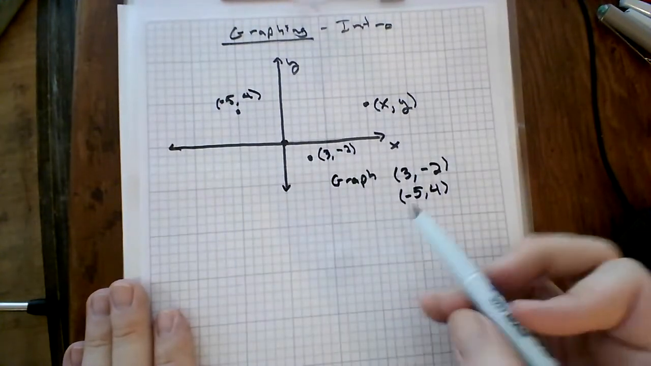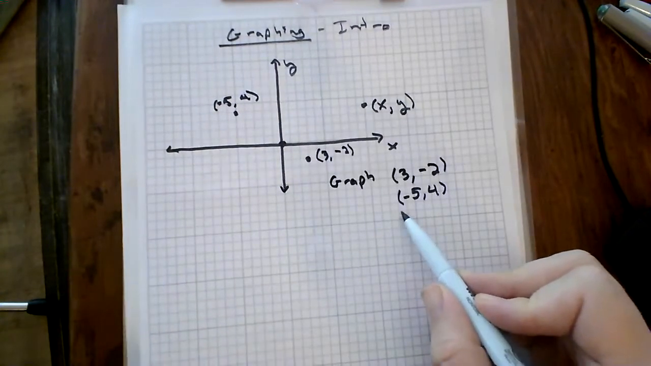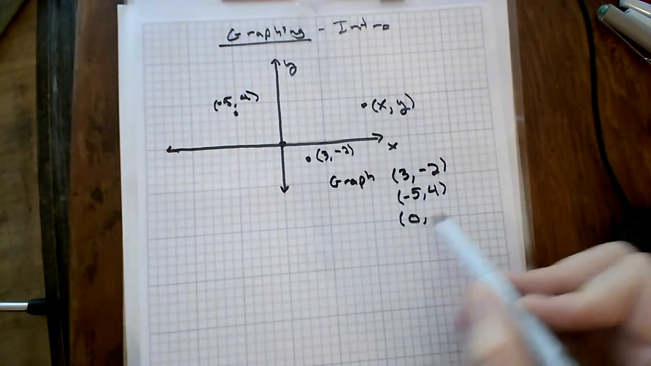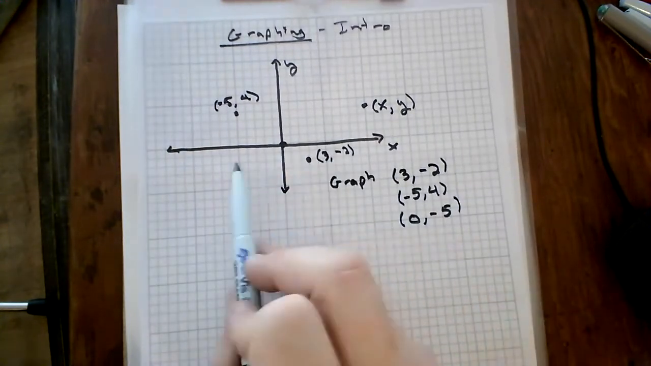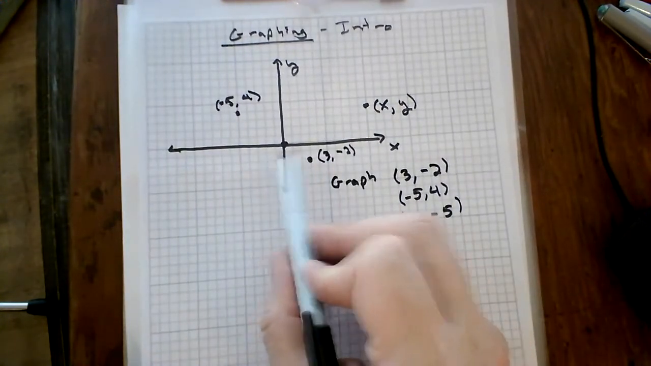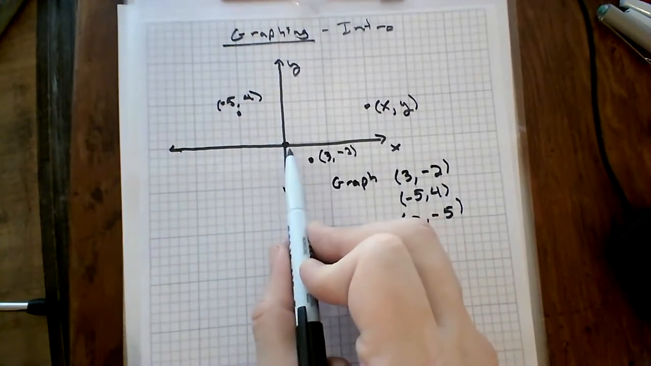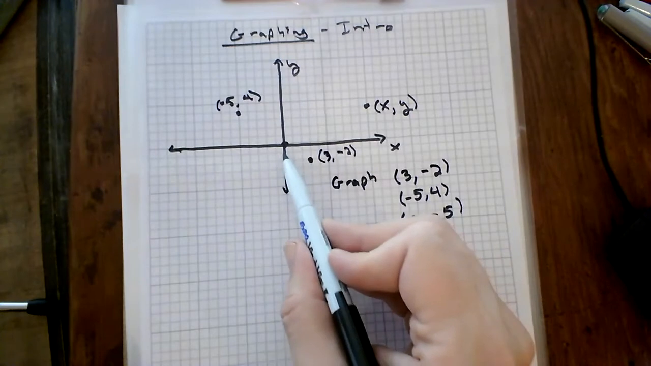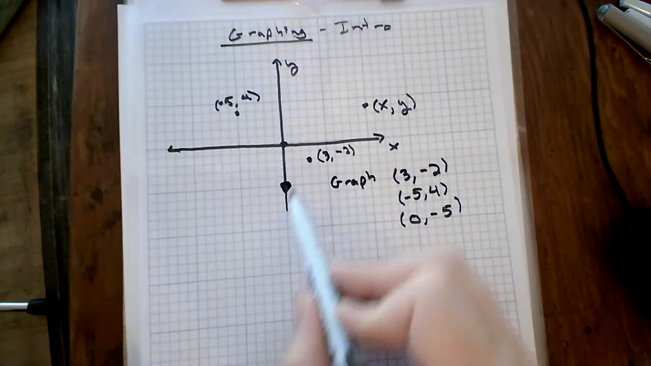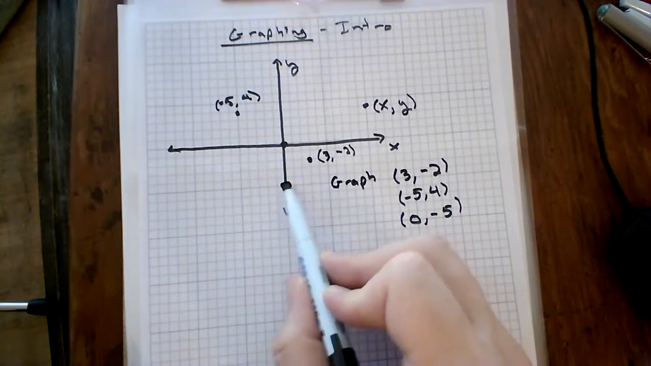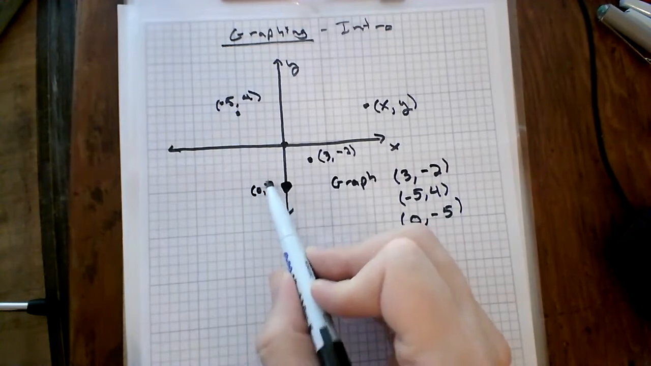And sometimes it can be a little bit confusing if I've got a 0 in the mix. So if I say something like 0, -5, here on the x-axis, I'm not going either to the left or the right. It's staying right here on the x. But then it's going to be going down 5. So it'll be down 1, 2, 3, 4, 5. That's that point right there. So this is our point of 0, -5.